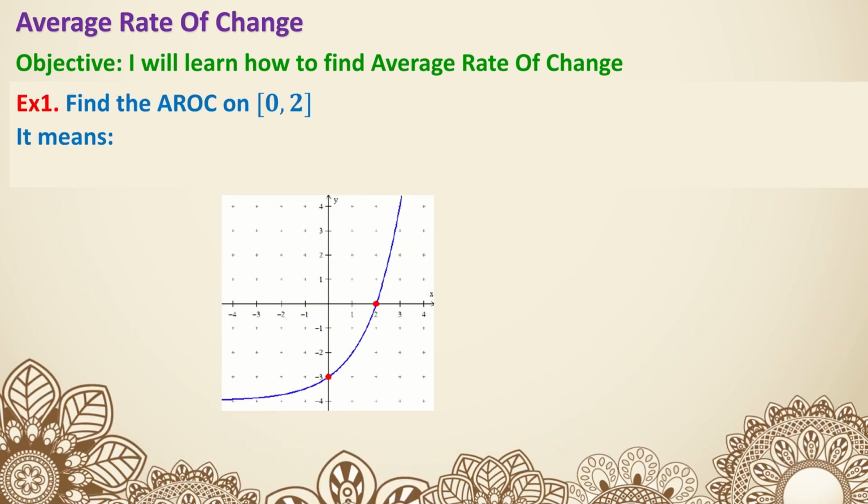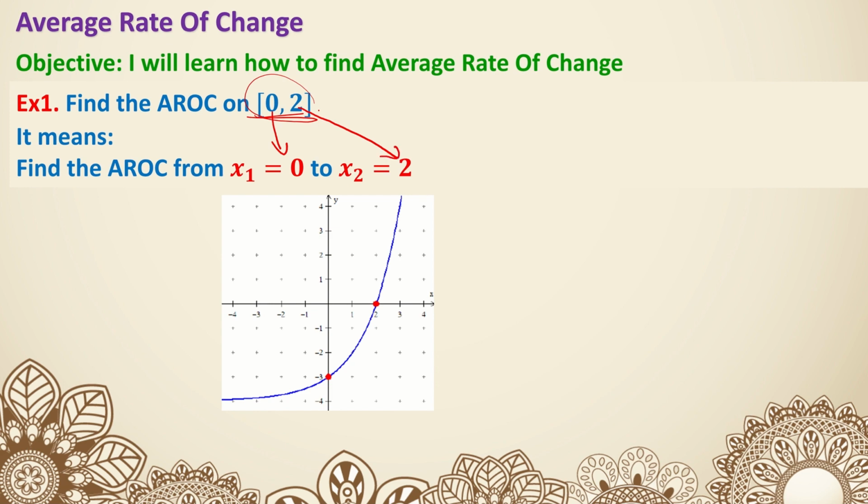Example 1. Find the AROC on [0, 2]. This is something that you have just learned in the last unit. It's interval notation. We are using square brackets because we're including the endpoints. So here's what it actually means. The interval gives you both of the x values. So it means you're finding the AROC from x1, which is 0, to x2, which is 2. So now, let's see how we can find it.